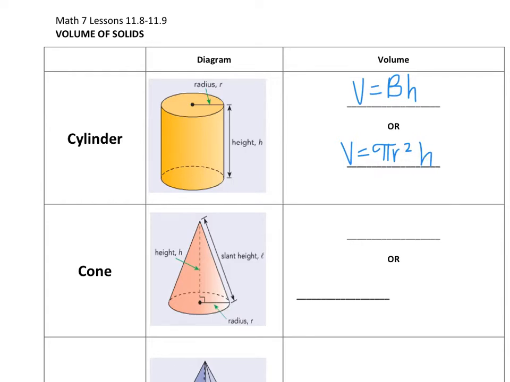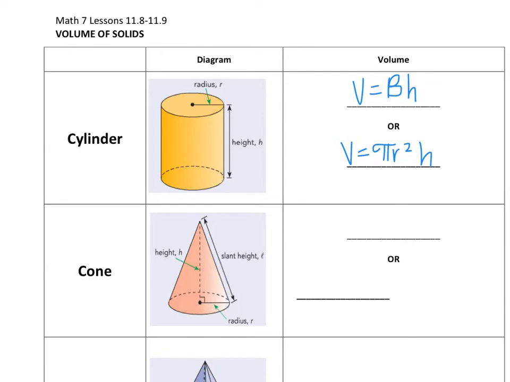So that's what a cylinder is. It's actually pretty easy to find the volume of a cylinder because you just find the area of the circle and multiply it by how high it is. And then a cone is interestingly the same as the area of a cylinder, except you cut it in a third. So it would look like this.